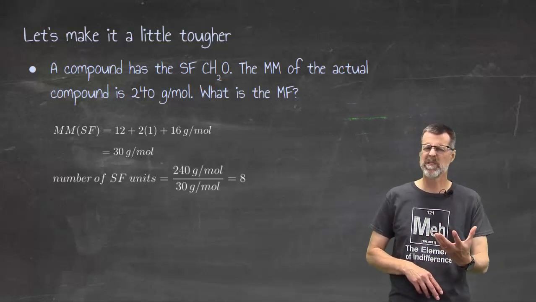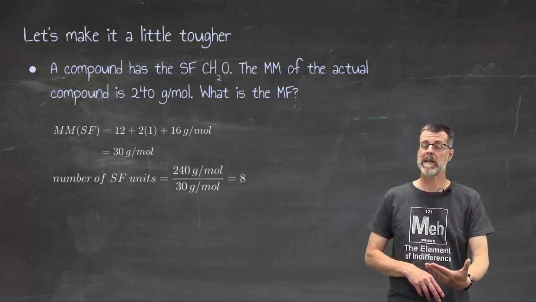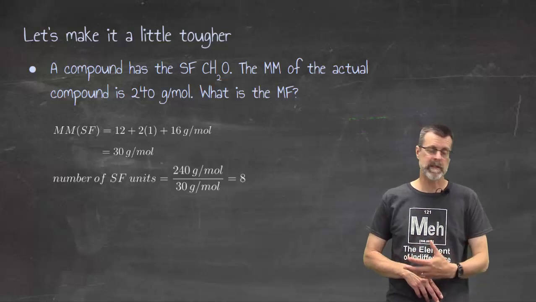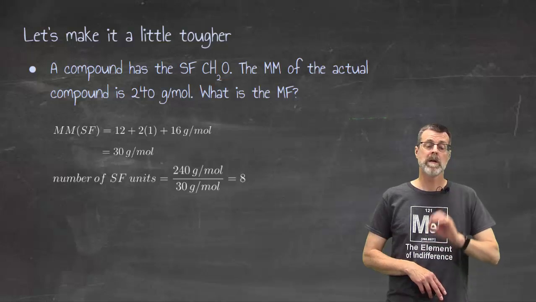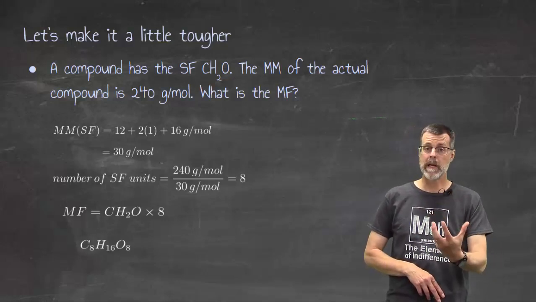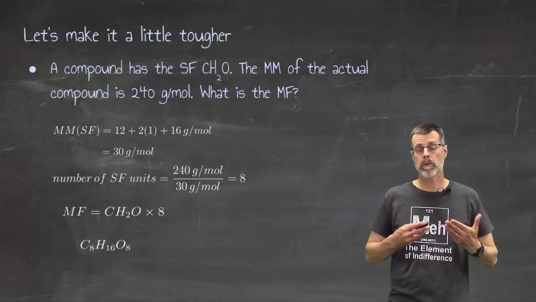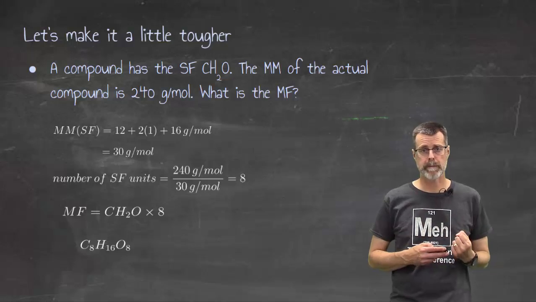Well, a bag full. Well, no, but I take my total mass, 240, divided by the mass of the individual blocks, and I find out that I've got 8 building blocks, 8 simplest formula units in there. So now I can take my simplest formula, the building block, times 8, and I know that my total molecular formula is what we have there.